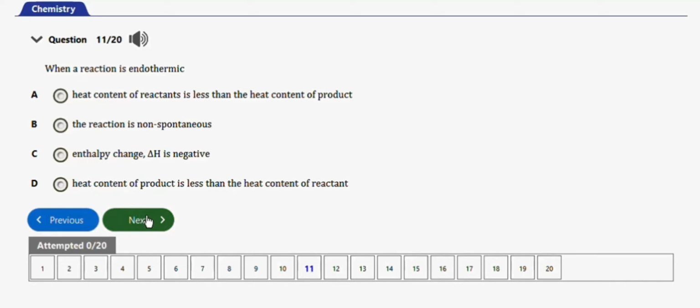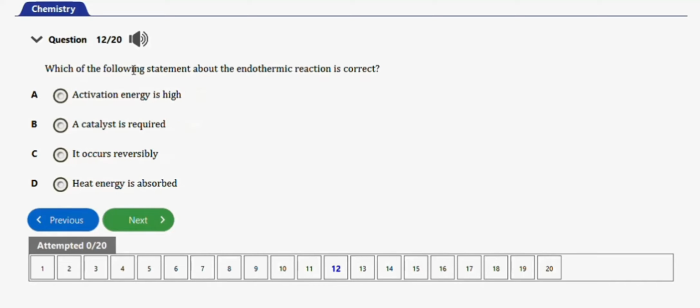The next question will be this one. It says, which of the following statements about the endothermic reaction is correct? So the right answer is option D. Heat energy is absorbed. That's for this question.